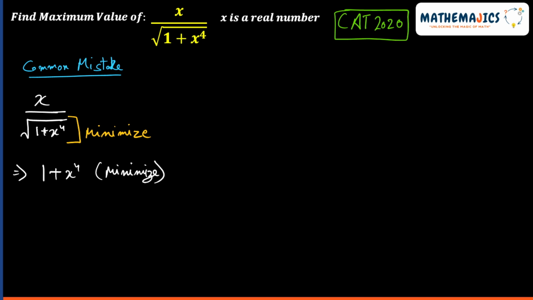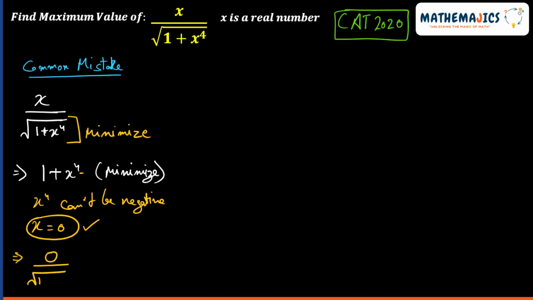I can see that the power is even, so definitely x raised to power 4 can't be negative. If it can't be negative, what can be the minimum value? The minimum value turns out to be at x equals 0. So to make it minimum, they put x as 0. If they put x as 0, what will be the fraction? The fraction will turn out to be 0 upon the square root of 1 plus 0 raised to power 4, because they have taken x as 0. So this turns out to be 0. This is the maximum value of this fraction.